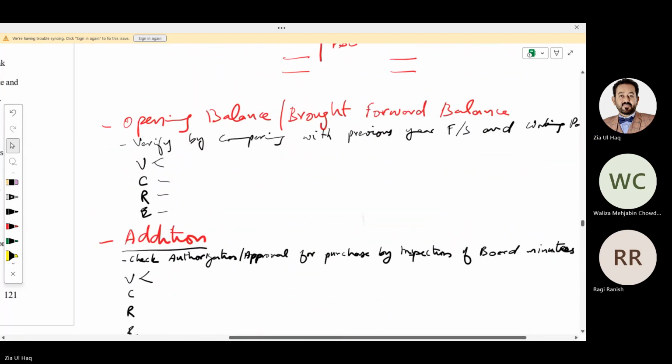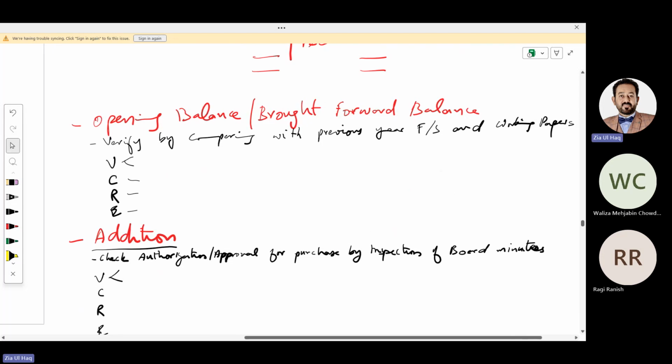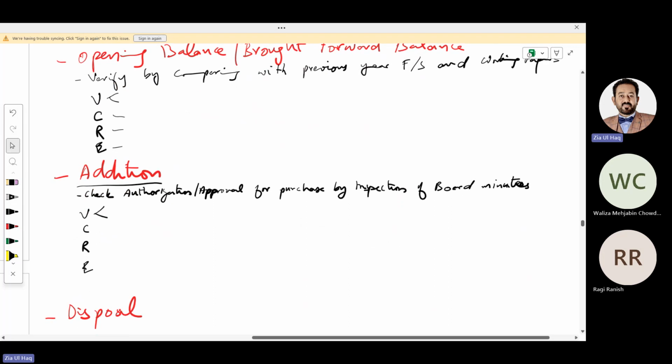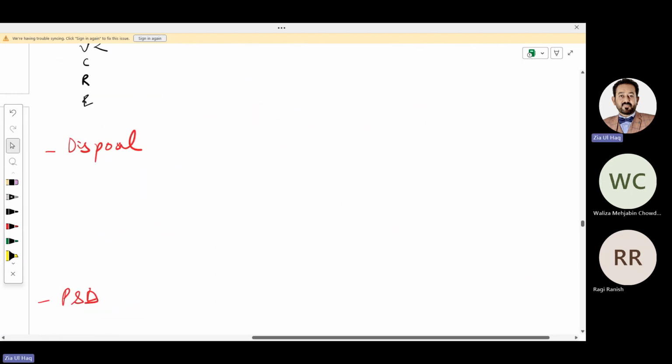So we have learned how to verify opening balances. If we were the auditor in the previous year, there is only one procedure. If we were not the auditor in the previous year, then there are 6 procedures. How to verify addition? There are 6 procedures. How to verify disposal of assets?